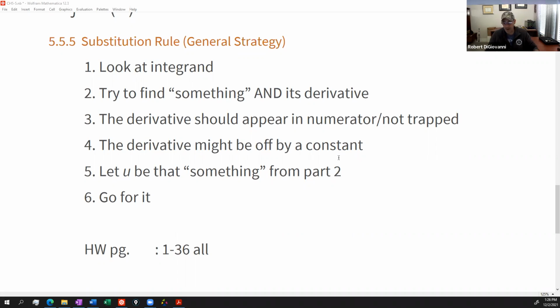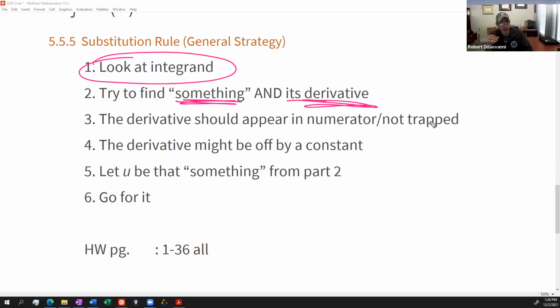So the strategy that I explained last class was you look at the integrand, okay? That's the first thing you do. Just look at it, kind of think about, what do I have here? You're trying to identify somewhere in there something. I don't know what it's going to be, but it's going to be something. And you're hoping to also see its derivative there, right? That's what I told you last class.